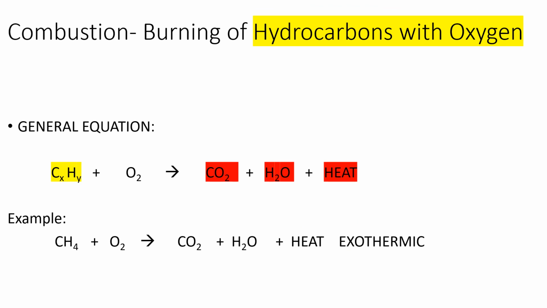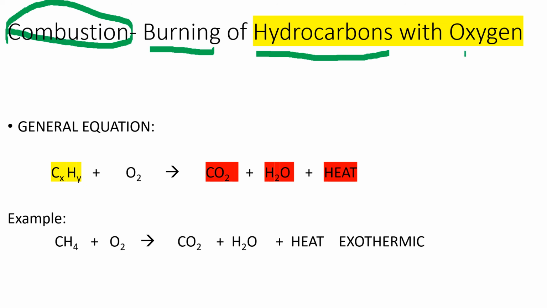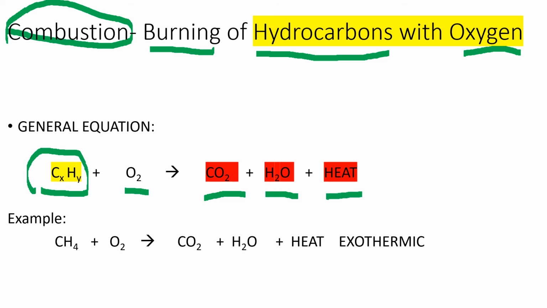Okay, the fifth type is what we call the combustion reaction. Combustion is like burning, and it is the burning of hydrocarbons with oxygen. So for the general equation, this is the formula of the hydrocarbon, and of course this is the formula of oxygen gas. And take note, the products are always carbon dioxide and water plus the release of tremendous heat.